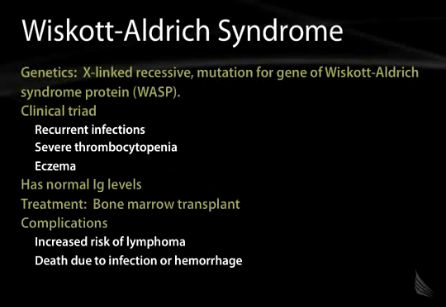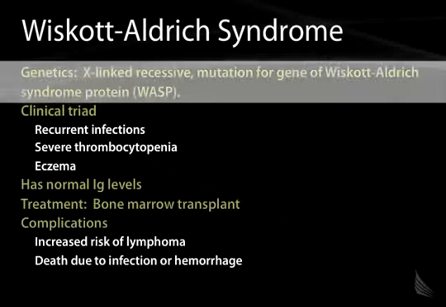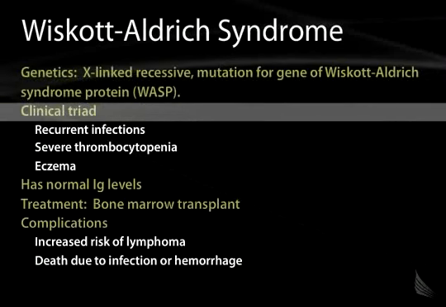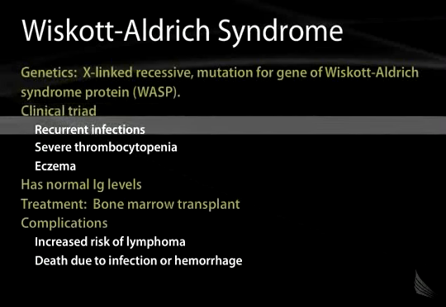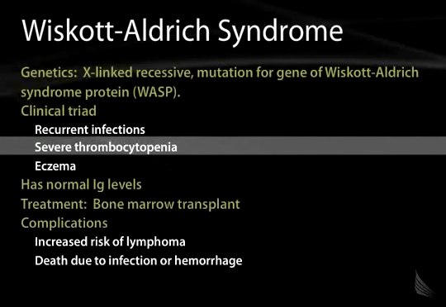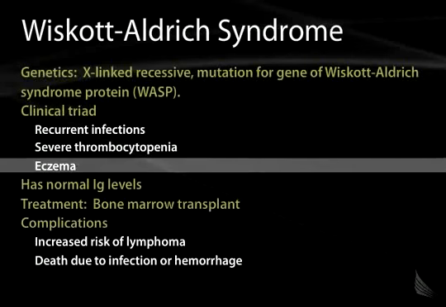Wiskott-Aldrich syndrome is an X-linked recessive immunodeficiency syndrome that's characterized by some unique skin findings that may help you clinically differentiate it from things such as severe combined immunodeficiency and Bruton's. It is an X-linked recessive disorder with mutation for the WASP gene. The triad that the patients present with clinically here is similar to what one might see with SCIDs or Bruton's: recurrent infections, a severe thrombocytopenia, and then an often very severe form of eczema.